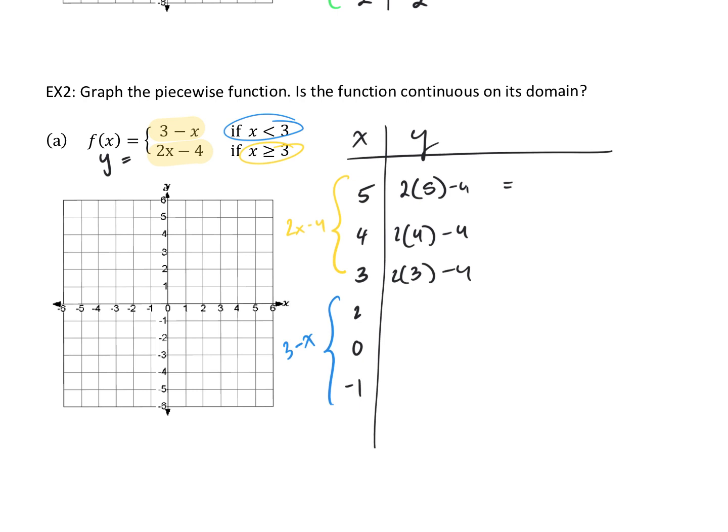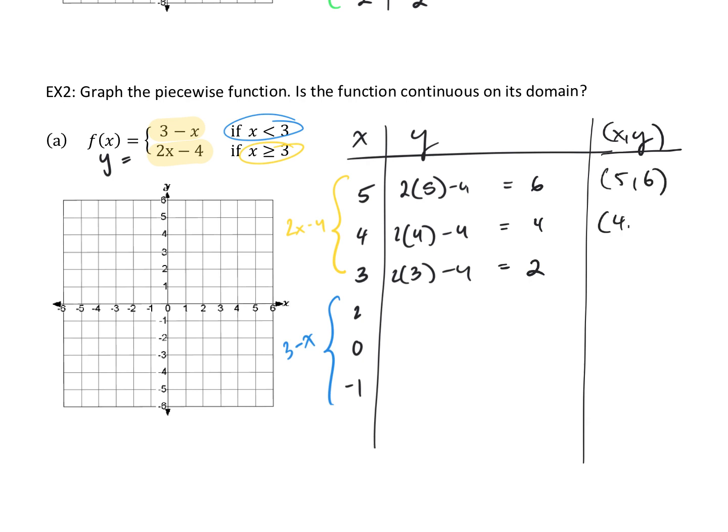That'll be 10 minus 4, which is 6. 8 minus 4, which is 4. 6 minus 4, which is 2. If I want to make another column so we can see the points a little easier, I'll do my XY column. You wouldn't necessarily have to do this one; I'll just do this so you can see it easier. This is the points 5, 6, 4, 4, 3, 2. So if I graph those, let's see. 5, 6.